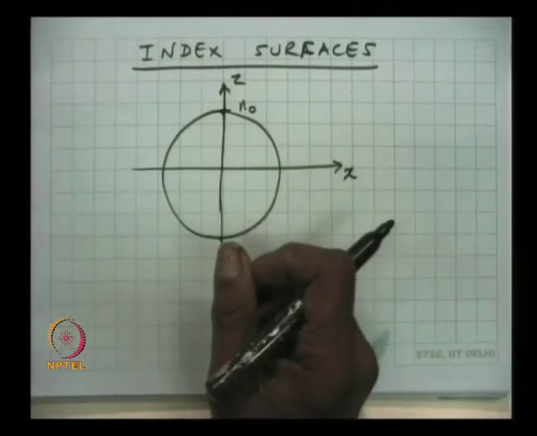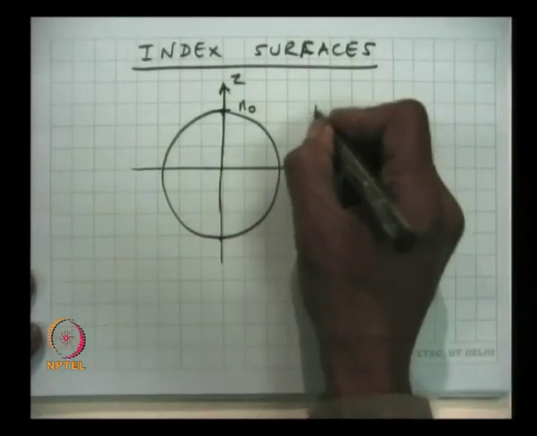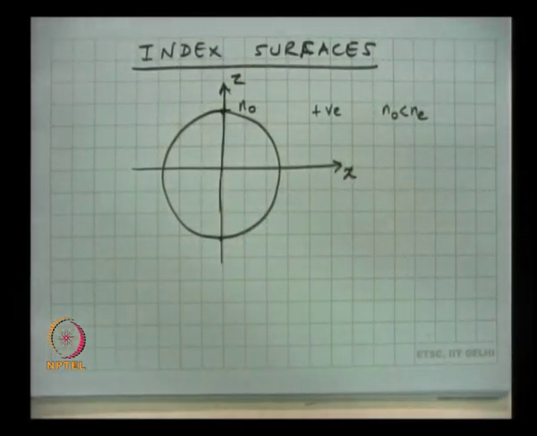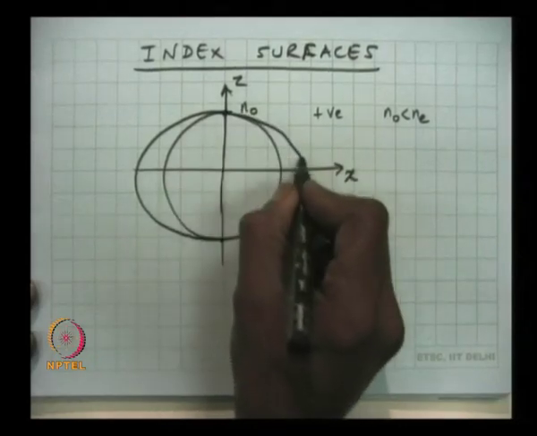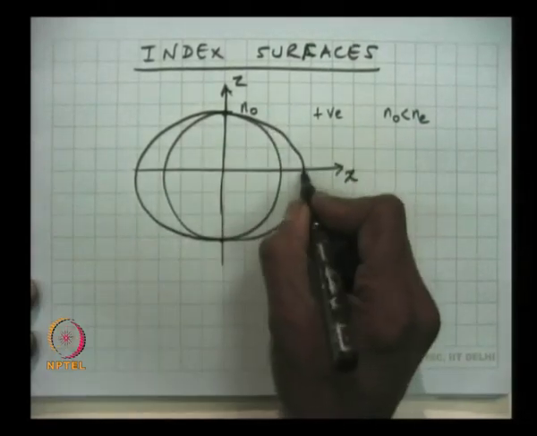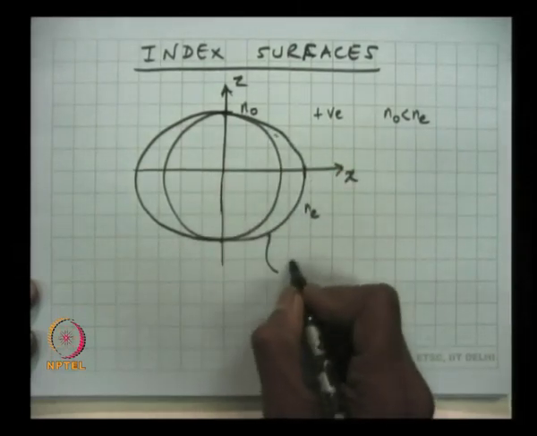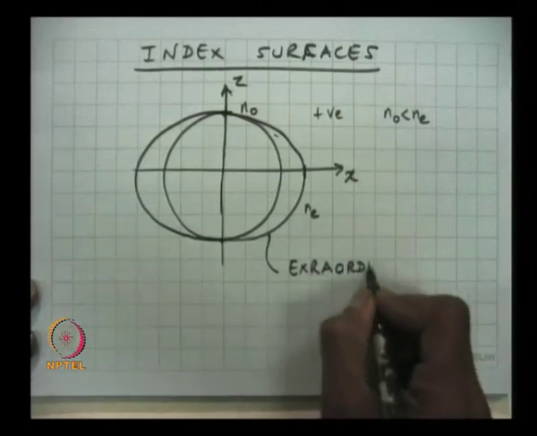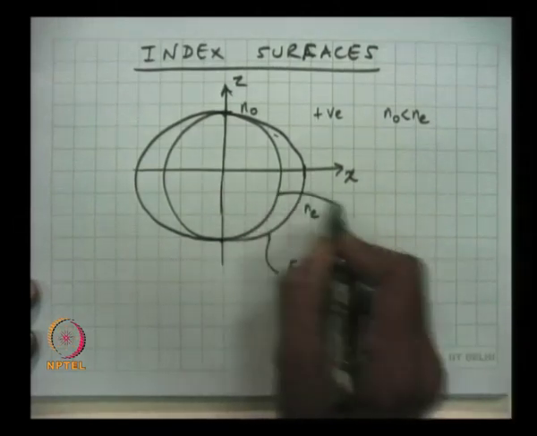Suppose I take a positive uniaxial crystal. Positive means let me plot for positive. Positive means NO less than NE. So, the ellipse will be lying outside. So, it will be like this. So, this distance is NE. This corresponds to the extraordinary wave, this is the ordinary wave.